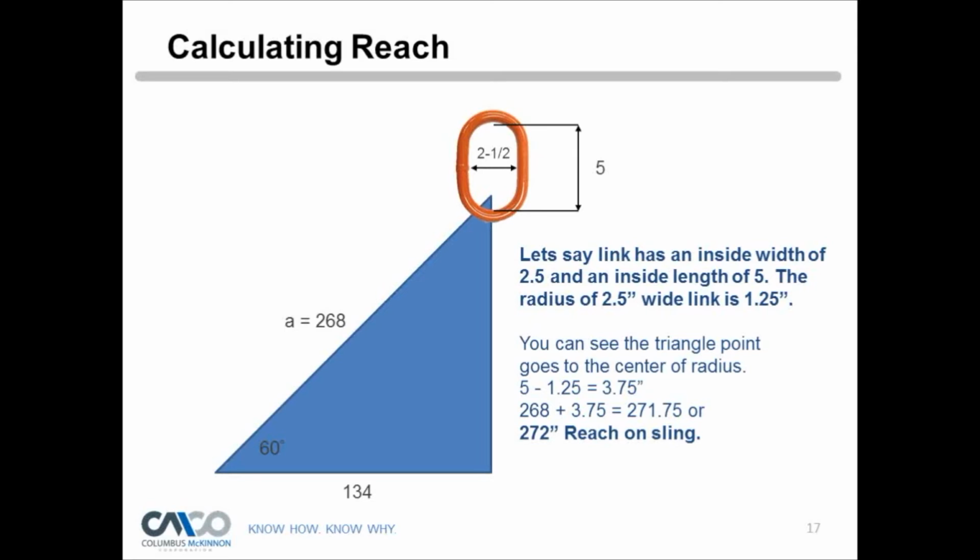So we take that 268 and add 3.75, and so our sling reach to lift that load at a 60-degree angle is 271 3/4 of an inch, or we can just round that up to 272 inches.